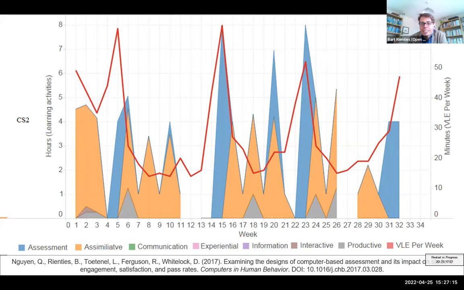Yeah, it's term break. The UK follows the northern calendar, so it's Christmas, and you can also see Easter in here. What is really interesting from our students' perspective is that we have quite a lot of engagement during the festive breaks, because that's when students are basically catching up on work.